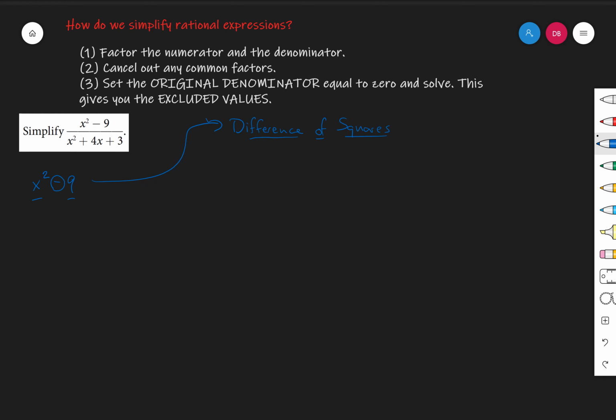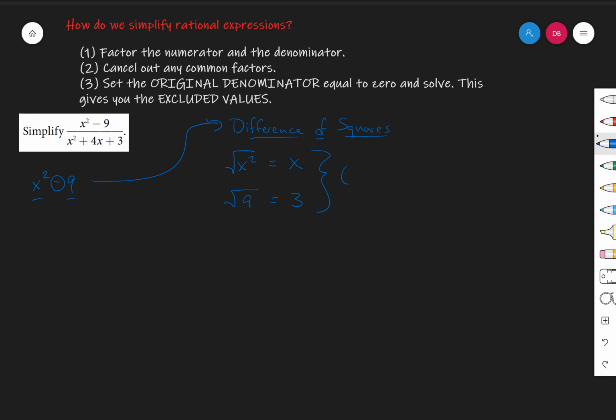So that means that we take the square root of the first one, x squared, the square root is x, and the square root of 9 is 3. Remember, when we take the square root, all we're doing is doing the opposite of squaring it. So 3 times 3 is 9, and x times x is x squared. That's why we got that. So that makes our factor become the first.